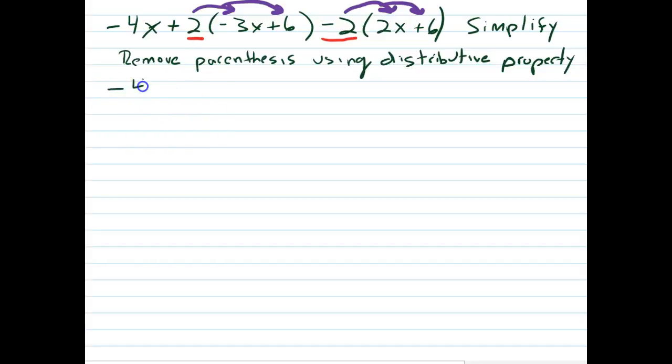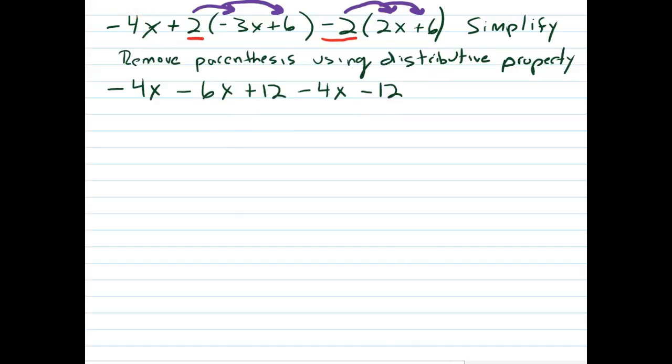So I'll leave the minus 4x here, but now I'm going to take this plus 2 and multiply it by negative 3x, so that's negative 6x. I'm next going to take positive 2 times positive 6, which is positive 12. I come over here to the next set of parentheses, and here I'm distributing a negative 2. Negative 2 times 2x is a negative 4x. And then negative 2 times a positive 6 is negative 12.